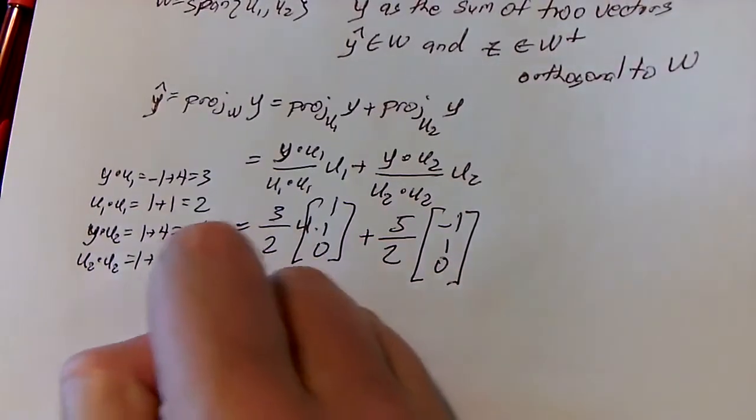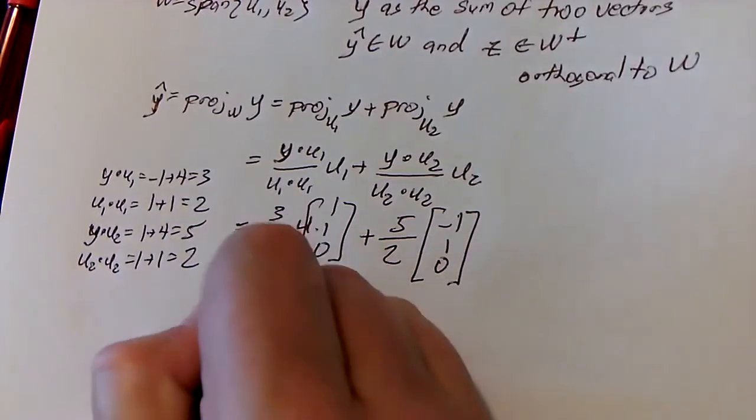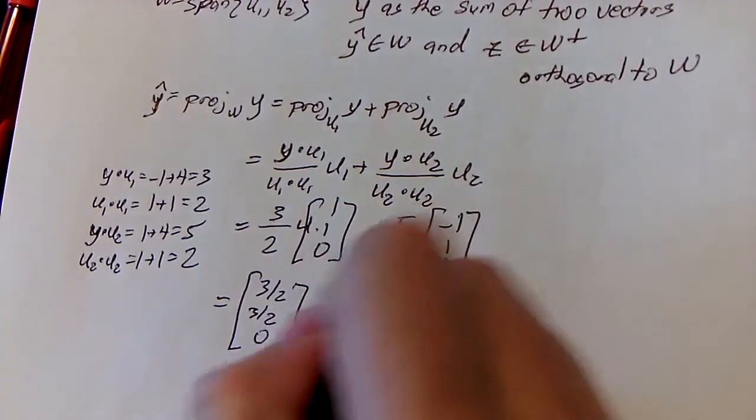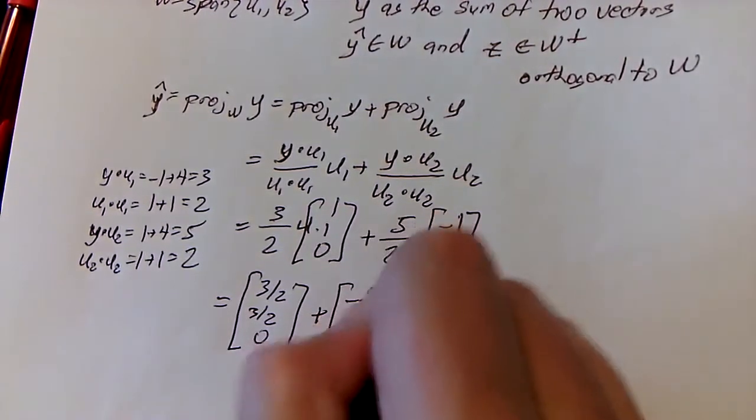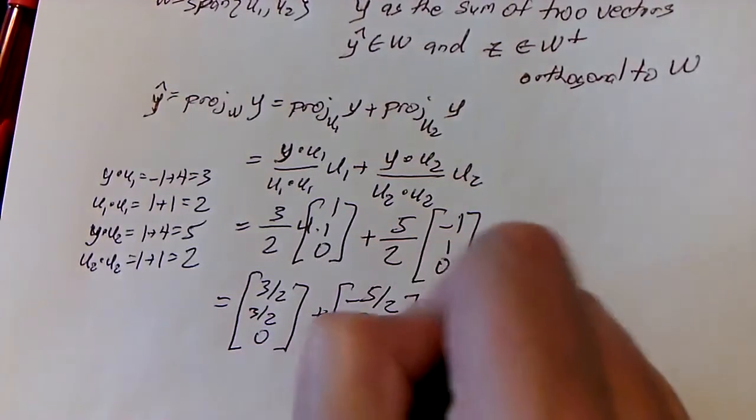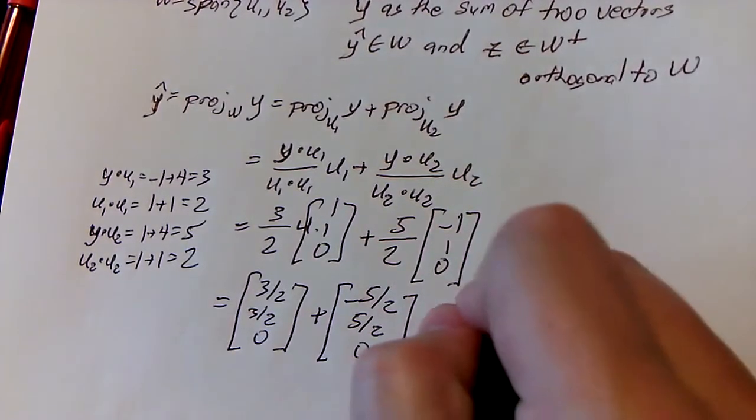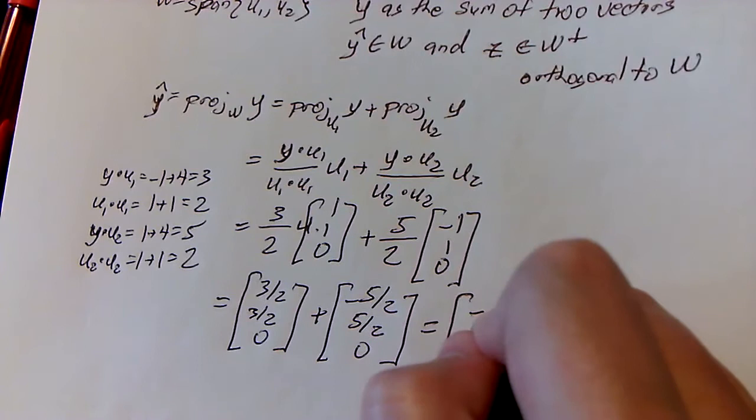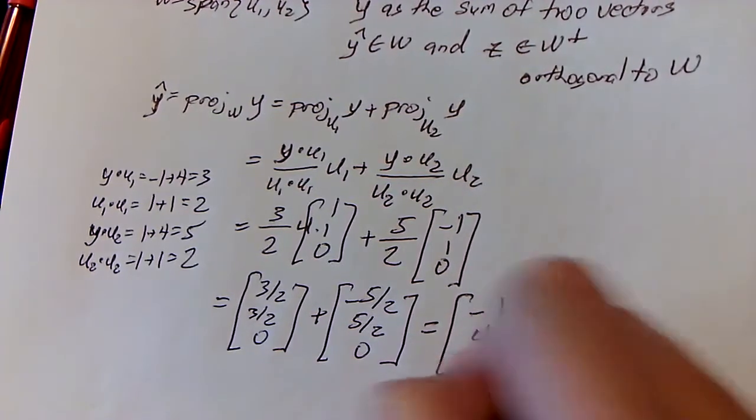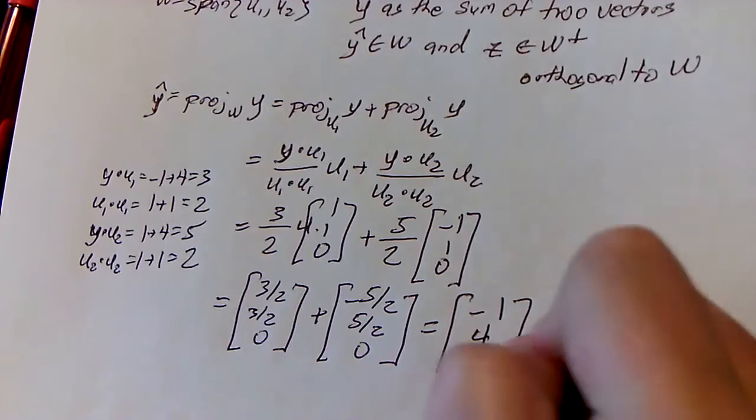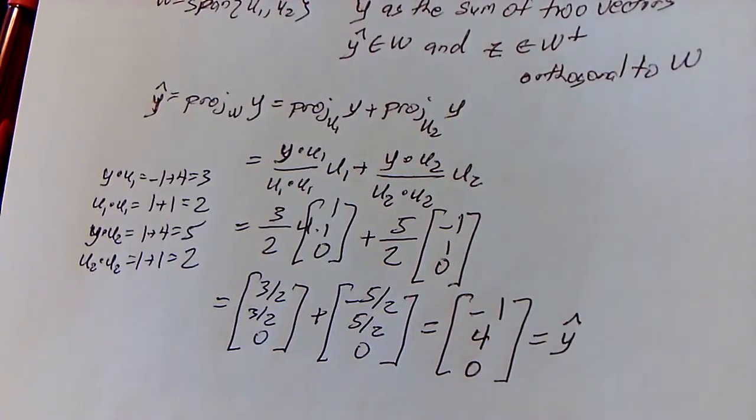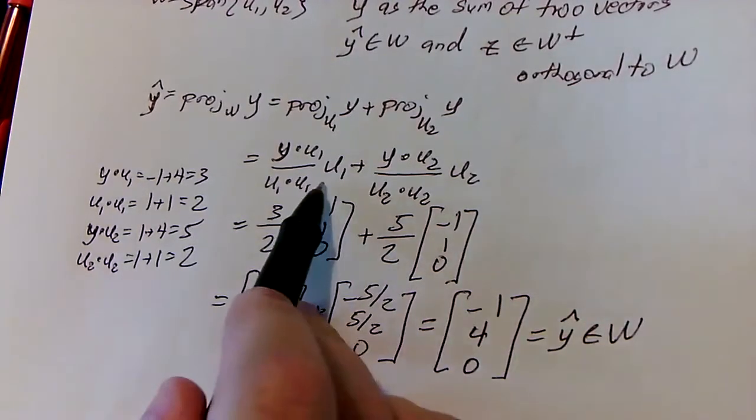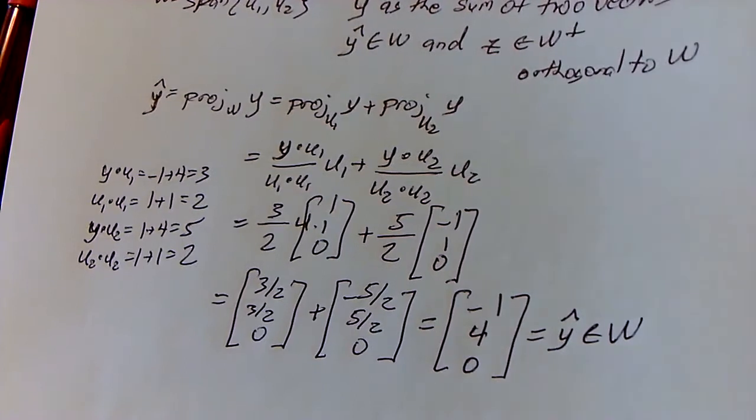Okay, so we continue on now. We're going to have 3 halves, and 0. Again, multiplying the 3 halves as a constant, scalar, by the vector, and -5 halves, and 0. And we're going to add those. So 3 halves plus -5 halves is -1. 3 halves plus 5 halves is 8 halves, which is 4. And 0 plus 0 is 0. So my vector y hat is -1, 4, and 0. And notice that this is in W because it is a linear combination of U1 and U2.